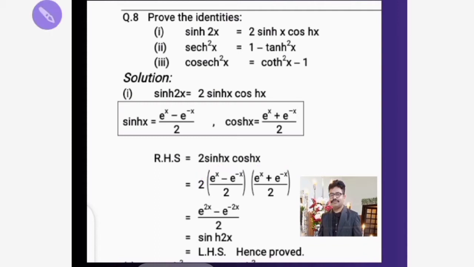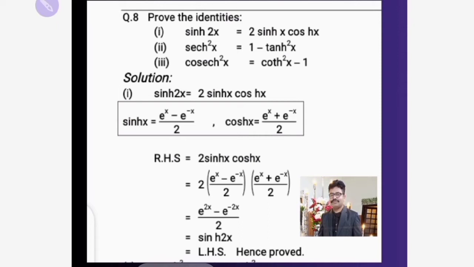So (a minus b)(a plus b) is equal to a square minus b square. If we take the square of e power x, that will be e power 2x, and if we take the square of e power minus x, that is e power minus 2x. The formula (a minus b)(a plus b) is equal to a square minus b square is applied, and after cutting 2 and 2, only 2 will remain. So e power 2x minus e power minus 2x divided by 2, that is the formula of sine hyperbolic 2x. As the power is 2x and minus 2x, so e power 2x minus e power minus 2x divided by 2 is sine hyperbolic 2x.